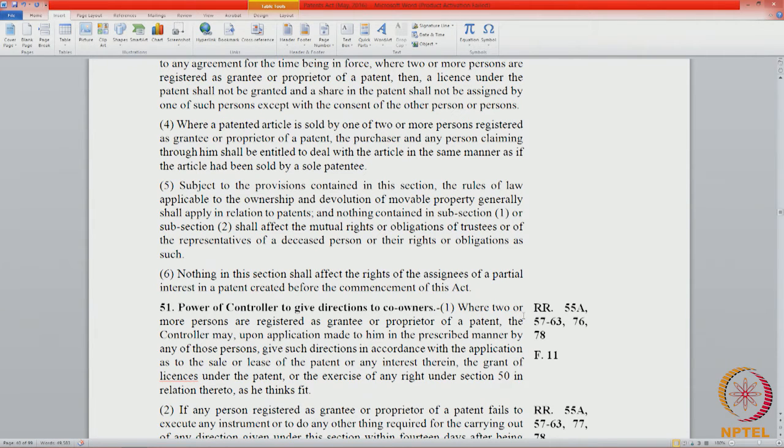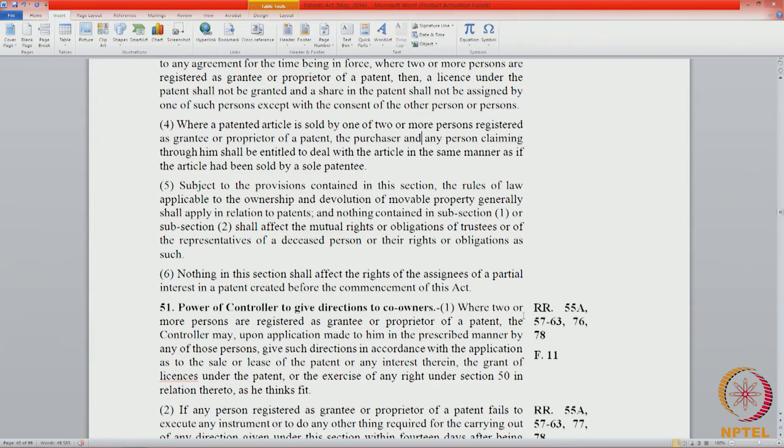So, if A acts as an owner of a patent and the purchaser does not deal with B and C, it will be as if A, B and C had together sold the patented article to the purchaser. Now this incorporates the principle of agency.